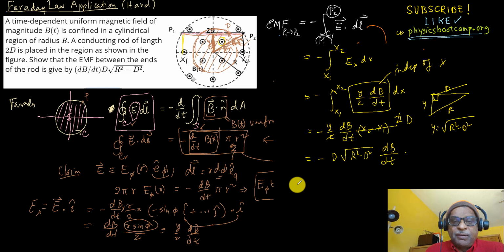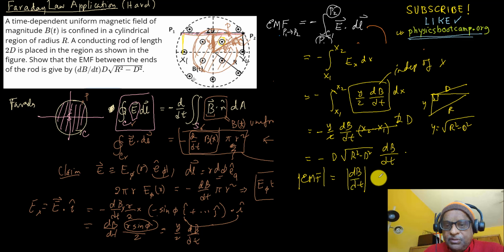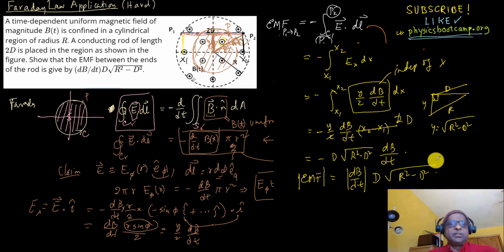Okay, so it doesn't say the sign part here, and the question is about the EMF absolute value, and that's just the absolute value of dB/dt times d times the square root of r squared minus d squared. Okay, so that's the answer for this problem.